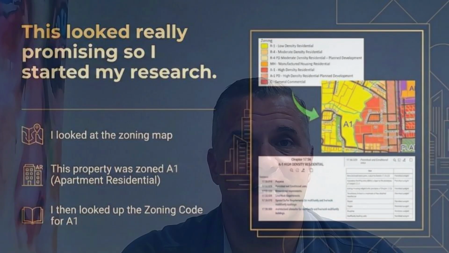The first thing I do is go and find the zoning map for that municipality or county. I start with that, find the property in the zoning map, and it's usually denoted by a color. I take that color and I go over to the key and I look to see what that zone designation is for that property. In this case, it was zone A1, which is high density residential. All right, that's basically apartment ground in this market.